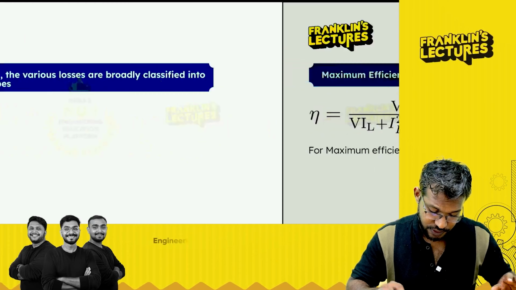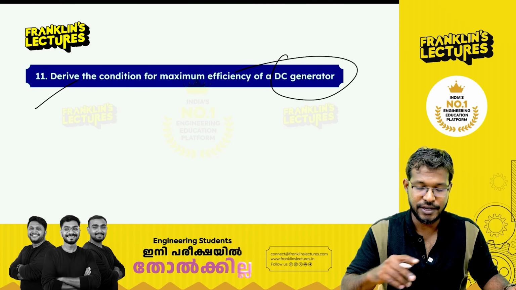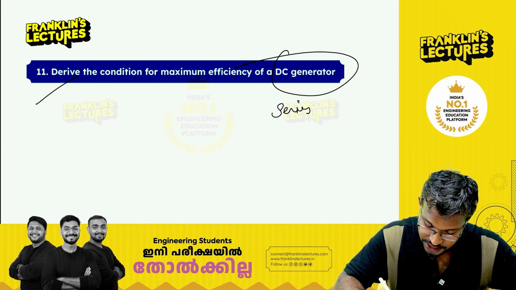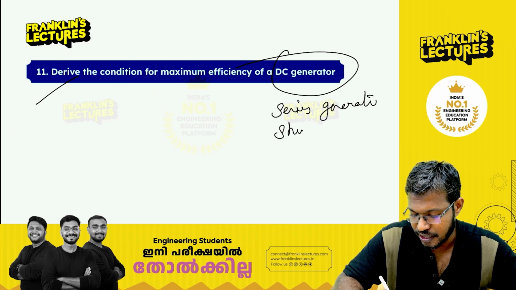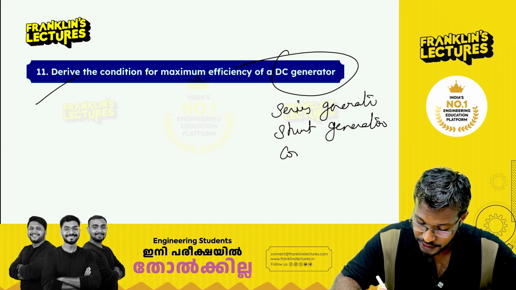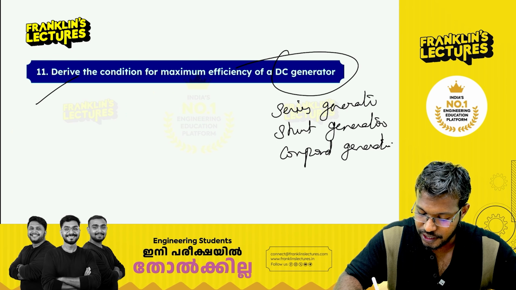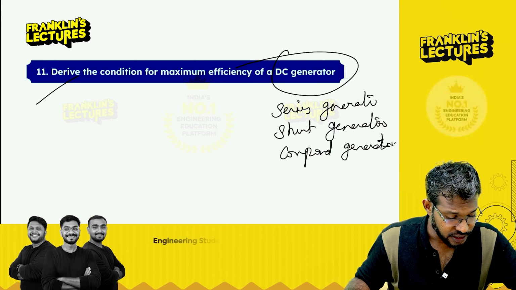We know this is for various DC generators. DC generator means any type of DC generator, that can be a series generator, that can be a shunt generator, that can be a compound generator. Any generator, it has not been asked specifically, any type of generator.